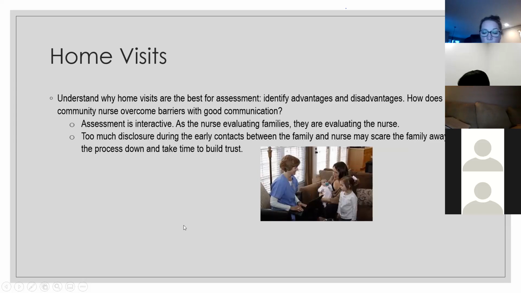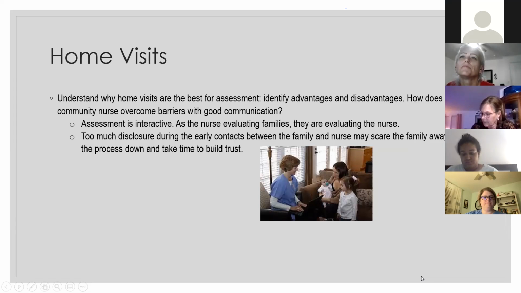We're going to flow into home visits. Why do we think home visits are the best assessment? People are more comfortable at home. You can see what's going on in their home when you go in there, like how they're living and basically what's going on. There are more members of the family to assess and to speak to. It's more relaxed, so they feel more comfortable sharing more.